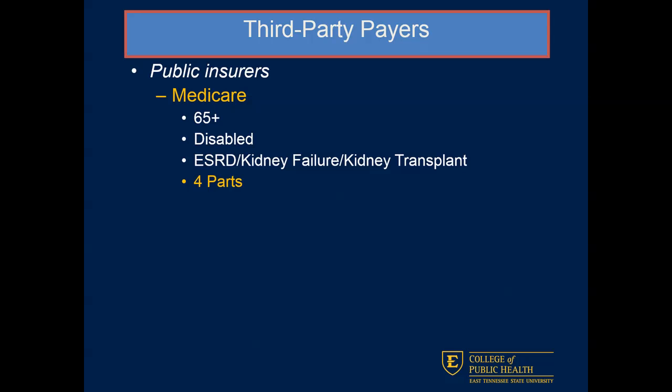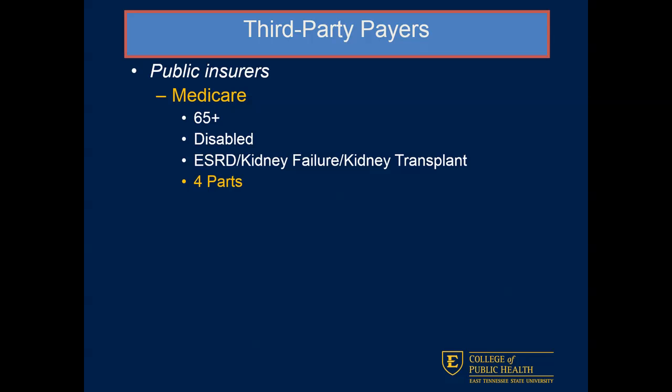You can be disabled, but you have to collect Social Security for a minimum of 2 years to qualify under that criteria. Or you have to be undergoing dialysis for kidney failure or a kidney transplant, or you're in end-stage renal disease. So those are the three criteria to qualify for Medicare: you have to be 65 plus, disabled, or have end-stage renal disease, meaning kidney failure or a kidney transplant.